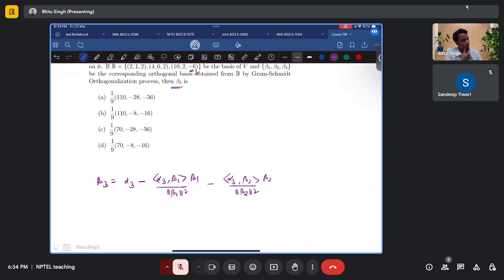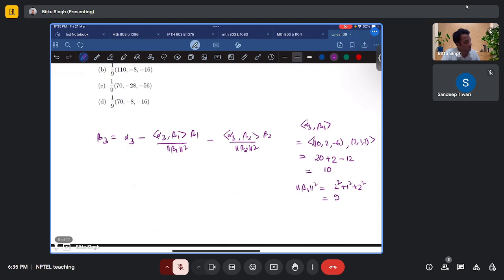So we need to find the inner product of alpha 3 with beta 1. Alpha 3 means (10, 2, minus 6), and beta 1 means (2, 1, 2). That is 20 plus 2 minus 12, which is 10. And norm of beta 1 squared is 2 square plus 1 square plus 2 square, which is 9.